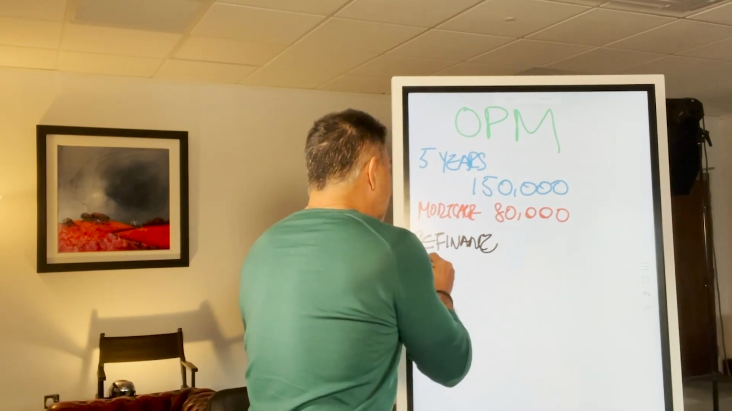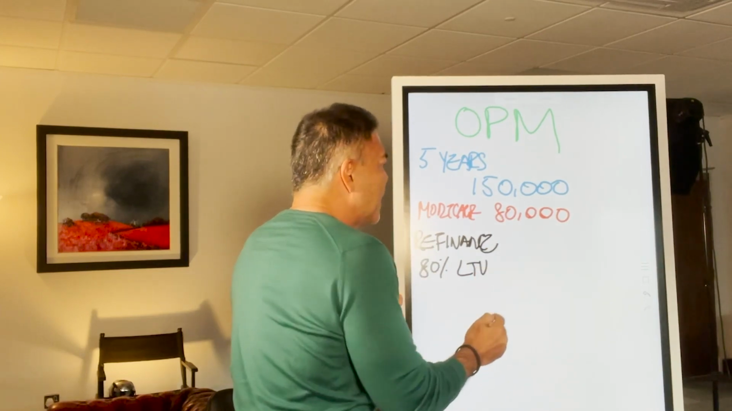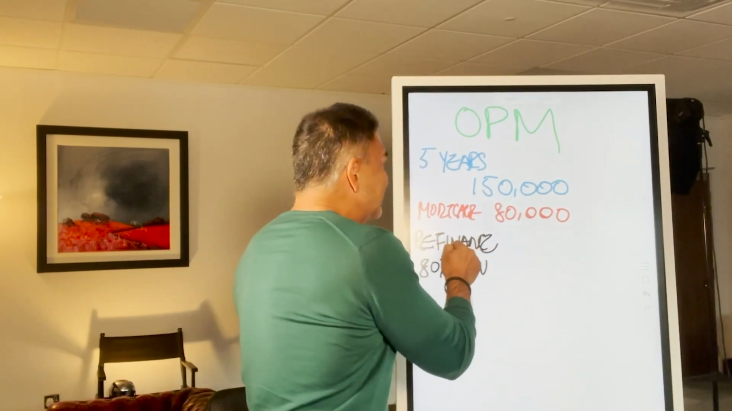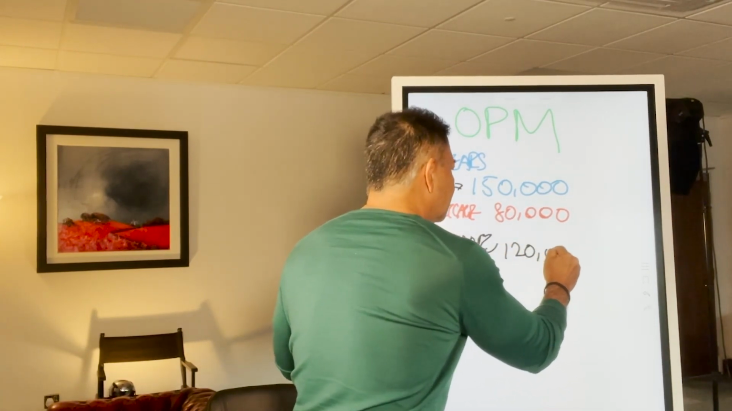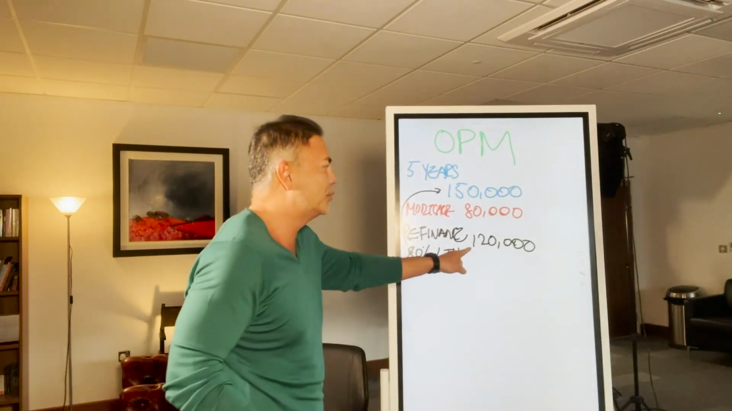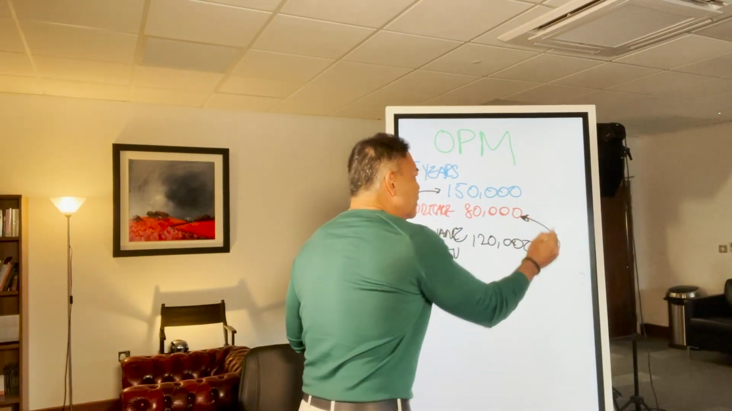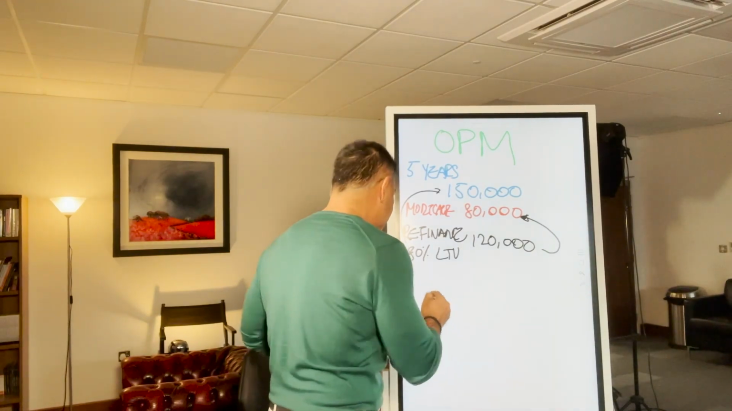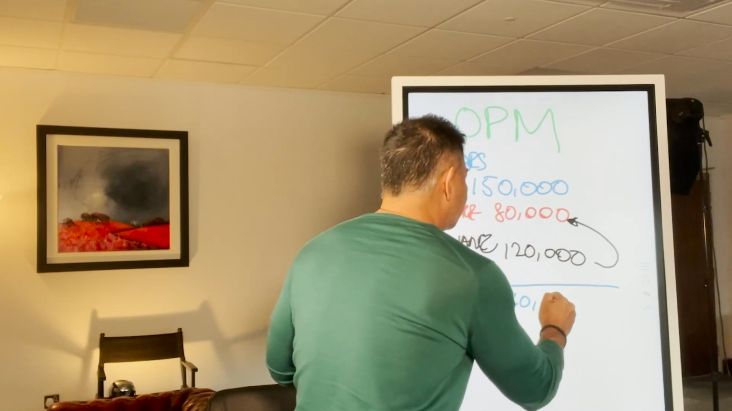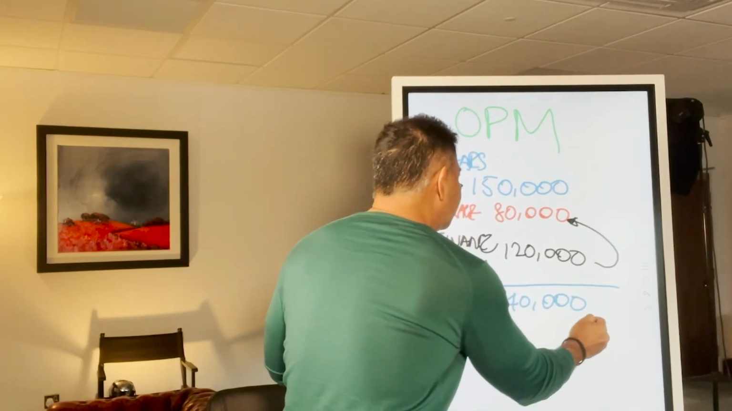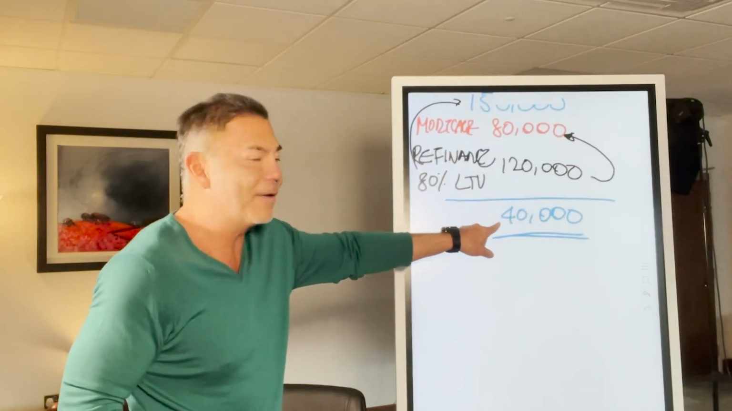at 80% loan to value. So now this time the bank is going to loan you 80% of 150, which is 120,000. Right? 120. This is your new mortgage. So now when this subtracts your original mortgage of 80,000, what you're left with is 40,000. So this is your cash back, right? So now you can refinance and get a new loan and you get 40,000.